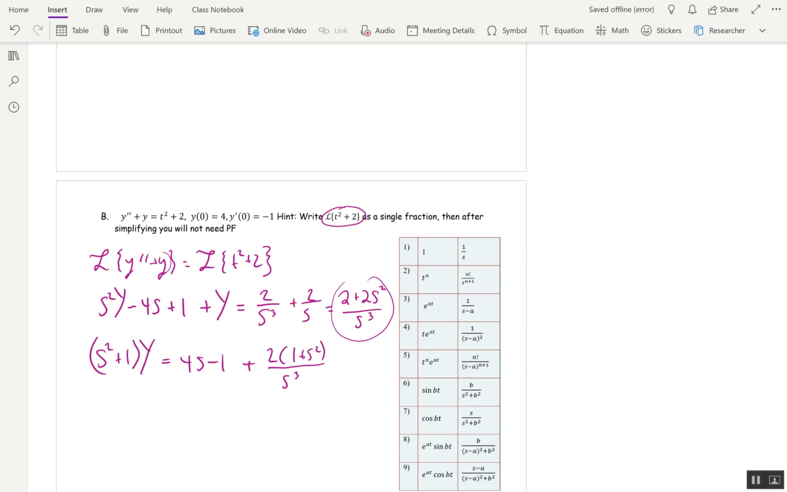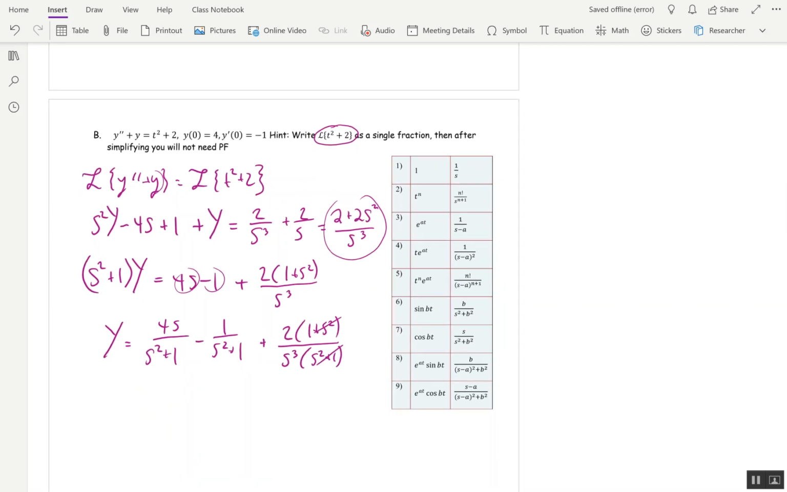Okay, now to get the y equals blah line, I'm going to divide both sides by s squared plus 1. So big Y is, I'm going to write this as 2 separate fractions. 4s over s squared plus 1 minus 1 over s squared plus 1 plus 2 times 1 plus s squared over s cubed times s squared plus 1. Now, s squared plus 1 is the same as 1 plus s squared. Those cancel. And I'm ready to take L inverse. And I never needed partial fractions.